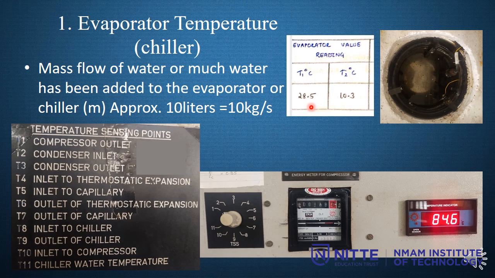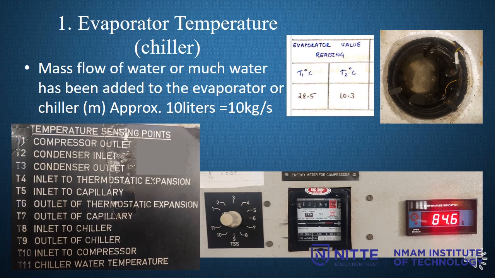How to take the evaporator temperature? The evaporator is the chiller, it is T1 here, the chiller water temperature. So we have to turn this temperature knob to T11 and take down the temperature of the water. Here it is 28.5 degrees Celsius. We also need to find out the final temperature at the end of the experiment, which is T2. At any point of time, the evaporator always needs to be in contact with water or a cooling substance. In this case it's water, and it is measured as 10 liters of water. So therefore the mass flow rate is 10 kg per second.